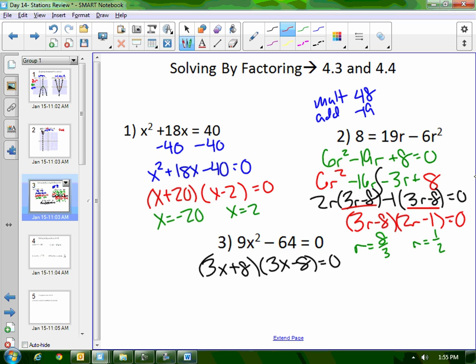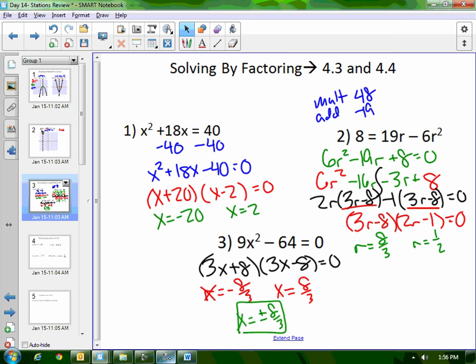And when you do this, now if I had a little equation here, I would subtract 8, divided by 3, so that's negative 8 thirds, that's x. Or x equals positive 8 thirds. So negative 8 thirds, positive 8 thirds, you could even write that as plus or minus 8 thirds if you're feeling real fancy. And that's it for factoring.